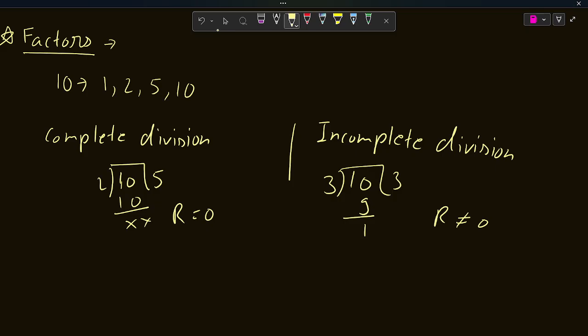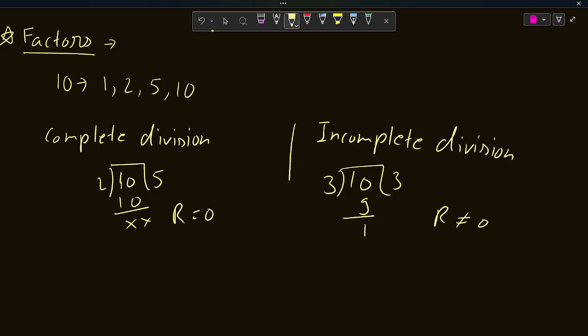I can have any number over here except 0. I can have 2 here, I can have 5, any number. But if 0 is not there, then the division is incomplete. Otherwise, the division is complete. So whenever I'm talking about divisors of 10, it means all the numbers which will divide 10 completely. All the numbers by which I divide 10 and get remainder 0 will be called divisors of 10, and those numbers will be called factors of 10.